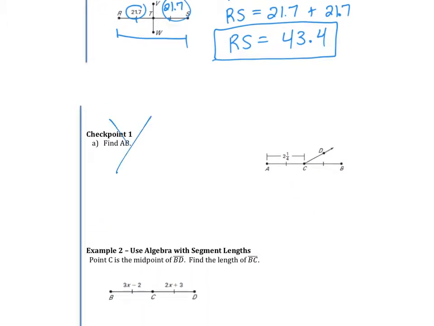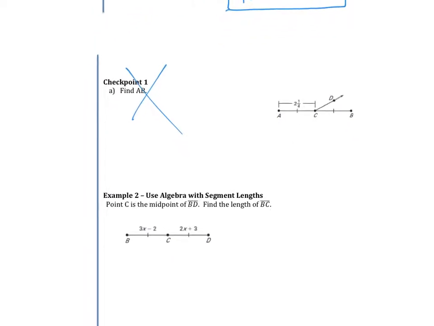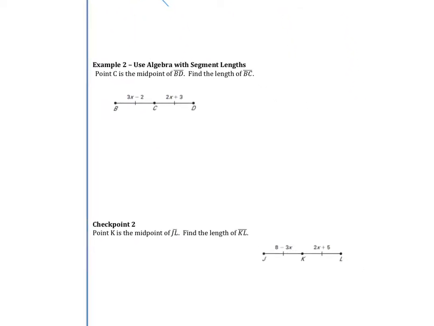Okay, I'm going to skip the checkpoint just to save time. The checkpoint's the same as the example we just did. I'm going to slide down to example 2. So point C is the midpoint. What that means is that each side is congruent. So if C is the midpoint of segment BD, find the length of segment BC. So if it is the midpoint, that means that each part, BC and CD, have to be equal.